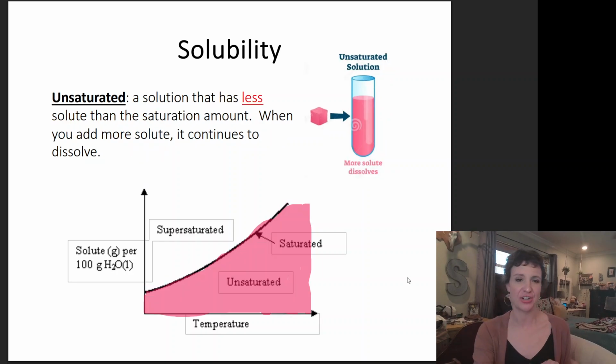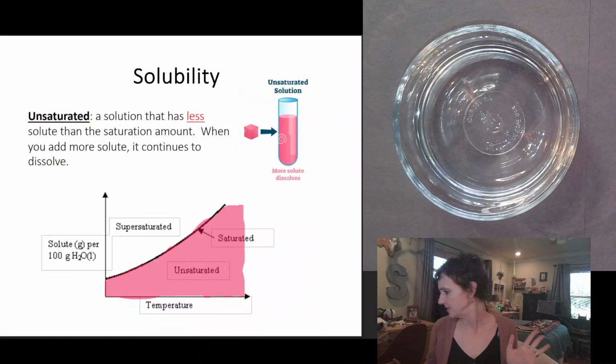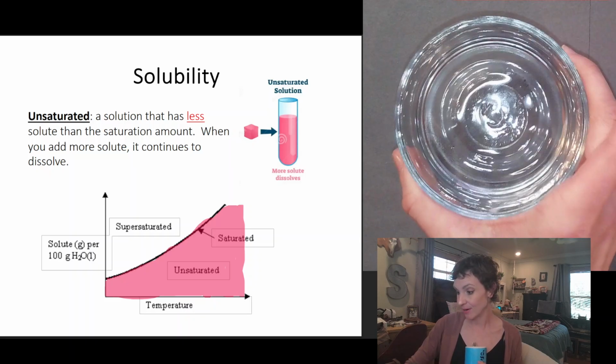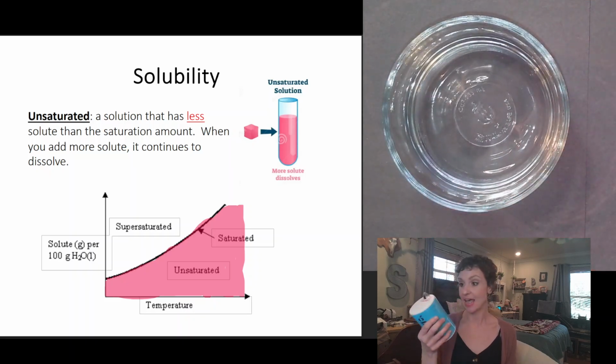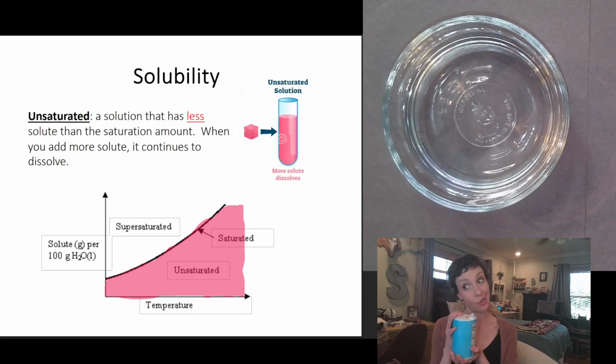Now, unsaturated. An unsaturated solution has less solute than the saturation amount. So when I add more solute, it keeps continuing to dissolve, and it will continue to dissolve until it reaches that point of saturation. Now, I thought I would bounce down here slightly and unpack saturated and unsaturated first. So I have a little cup of water, hopefully you guys can see, and I have my solute. It's going to be salt in this case.